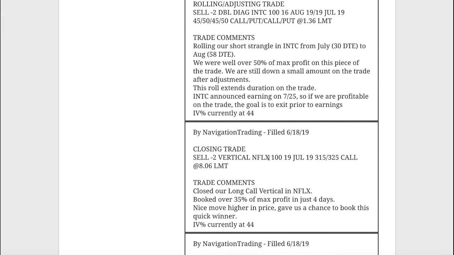Next trade, closing trade in Netflix. We were getting a little bit short in our portfolio, so we wanted to add a little bit of long delta. Actually, we weren't necessarily getting too short, but based on what the market was doing, it looked, as anticipated, like it was going to continue higher, so I didn't want to be too short. So I just added a directional long bias trade.